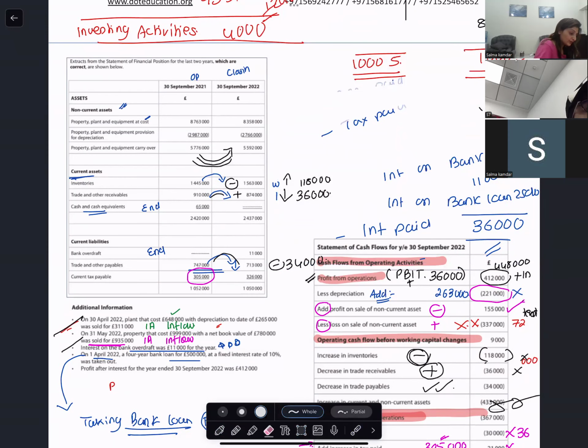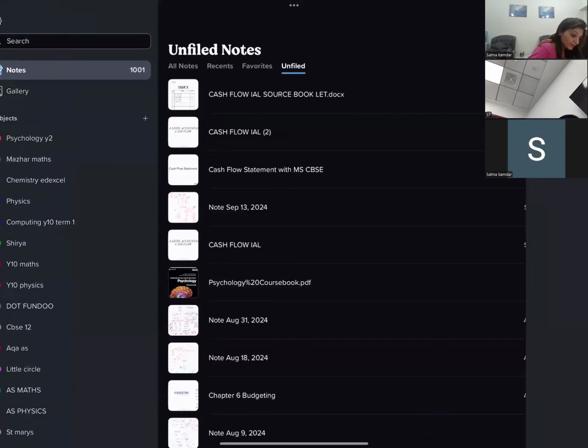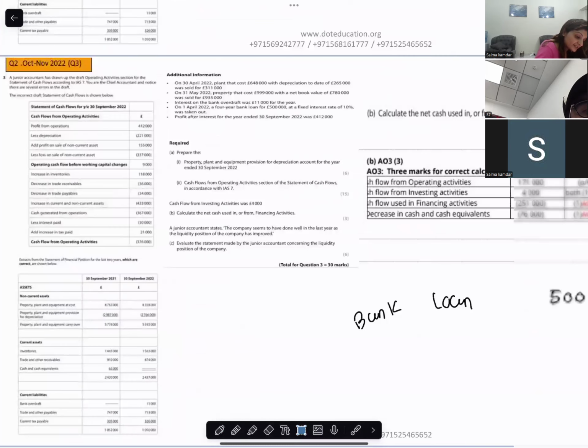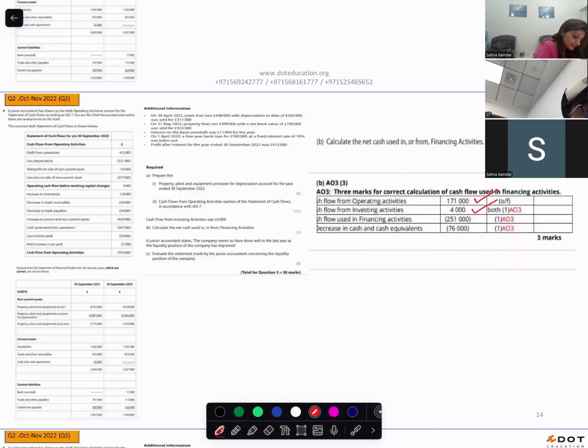So for operating activities, what do we have? 171,000. Investing activities, we have 4,000. For financing activities, check. Miss, we only have 500,000 to bank.